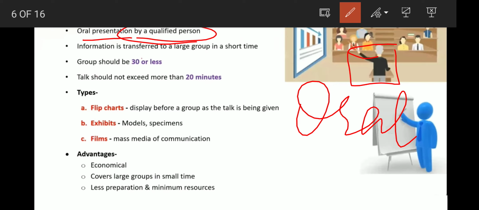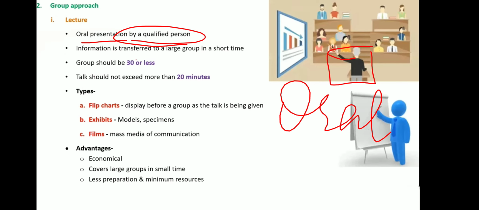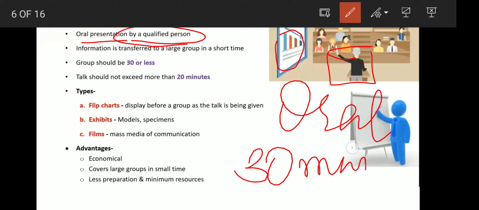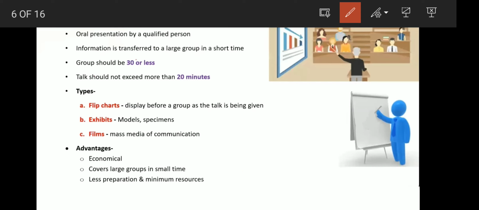We also see that the effectiveness of this chalk and talk presentation depends upon the speaker. The complete lecture depends upon the speaker, a professor, and how he is going to impart the knowledge to us. Also, the information is transferred to a large group in a short time. In the lecture method, in 30 minutes the information reaches 150 members in the classroom. It's an example, okay? So in a period of 30 minutes to 1 hour, around 150 people are getting the information.